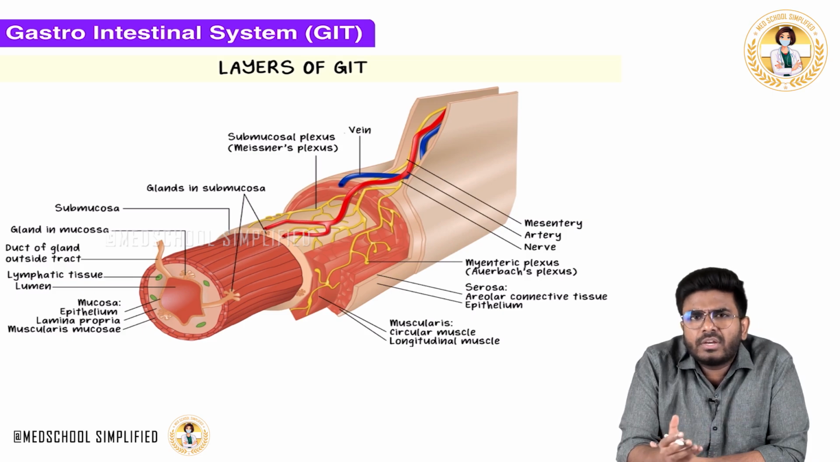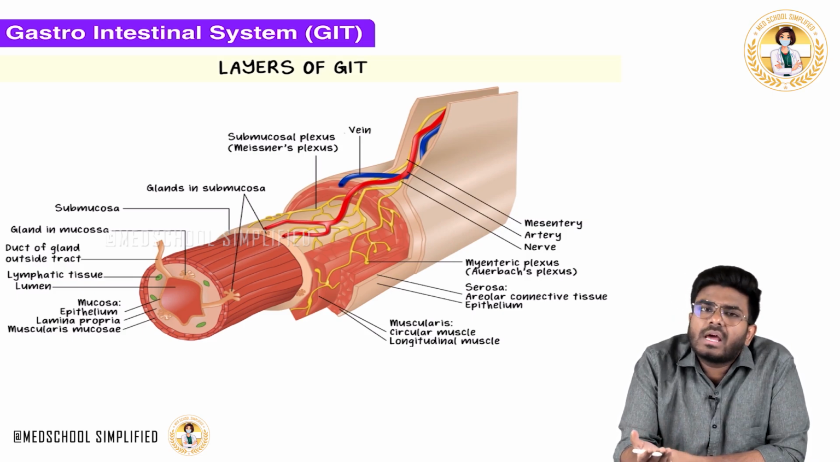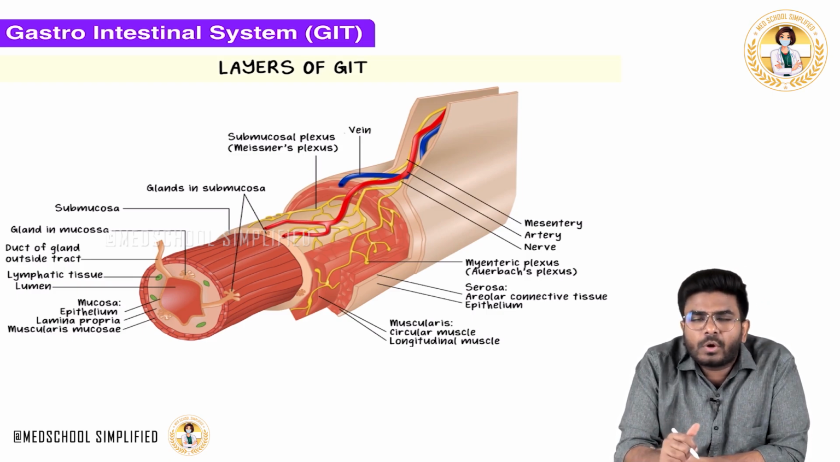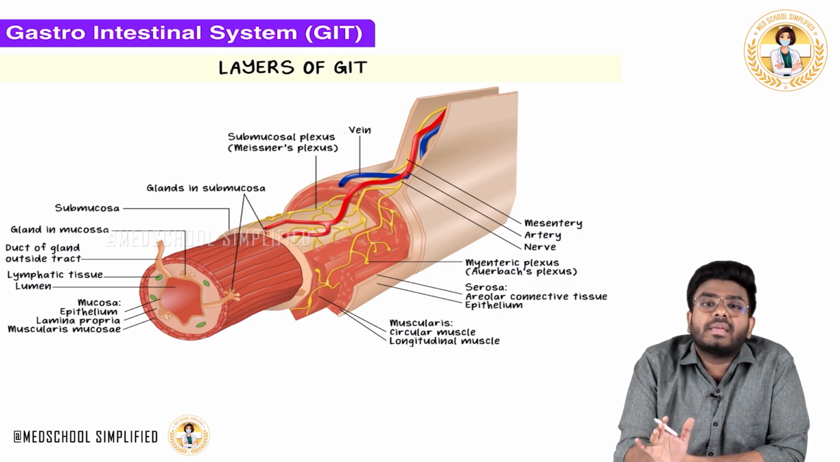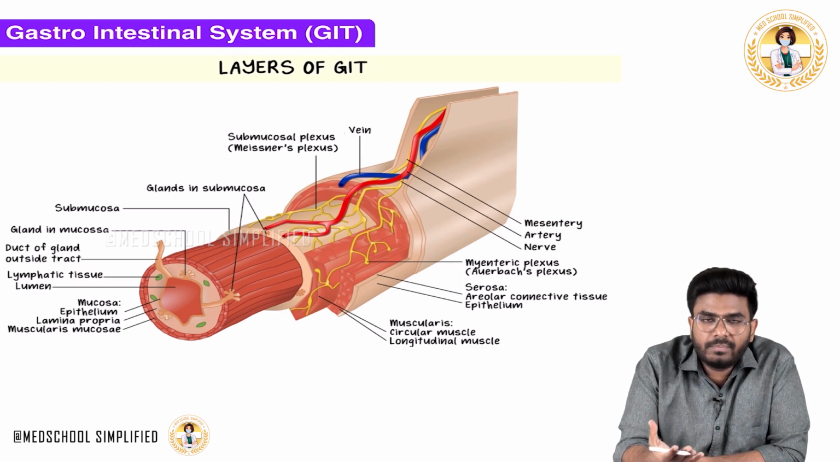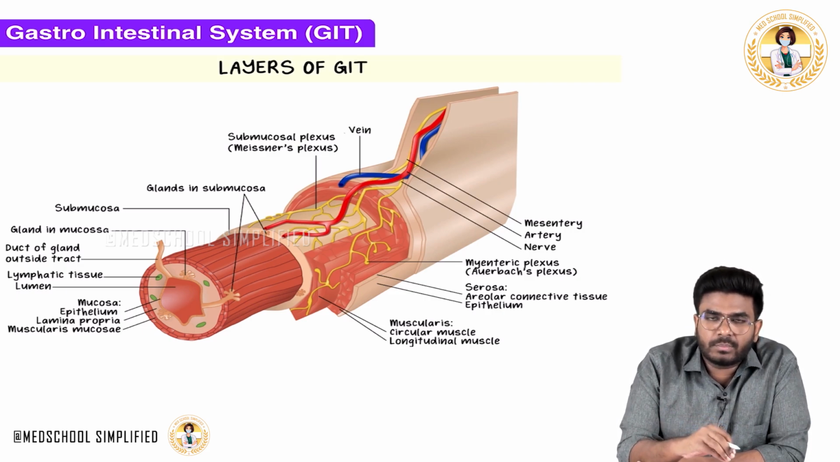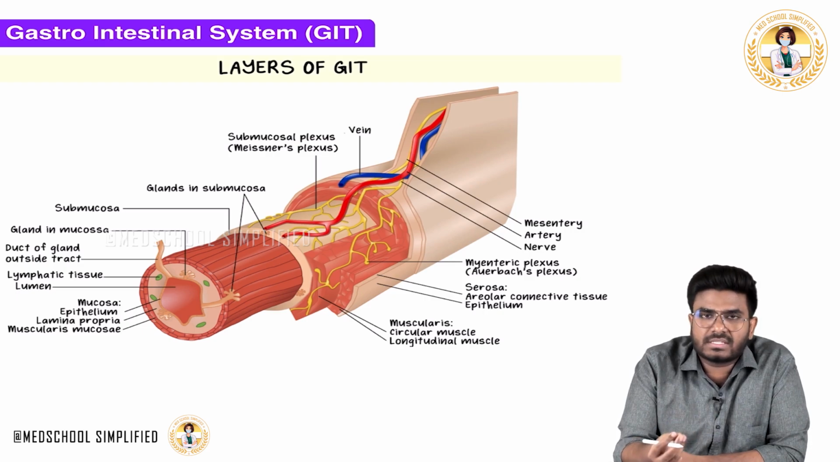Now, my question is, actually neurons are supposed to be present in the central nervous system and peripheral nervous system. Then how did all these neurons come to the GIT? Because of a process called neural crest cell migration. When the central nervous system is developing, some of the neural crest cells will migrate into the GIT. Now they will settle down in the GIT in the submucosal layer as well as the muscularis layer.